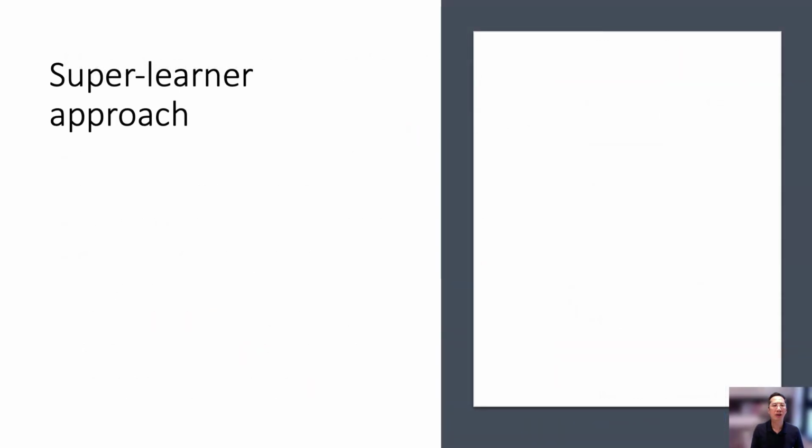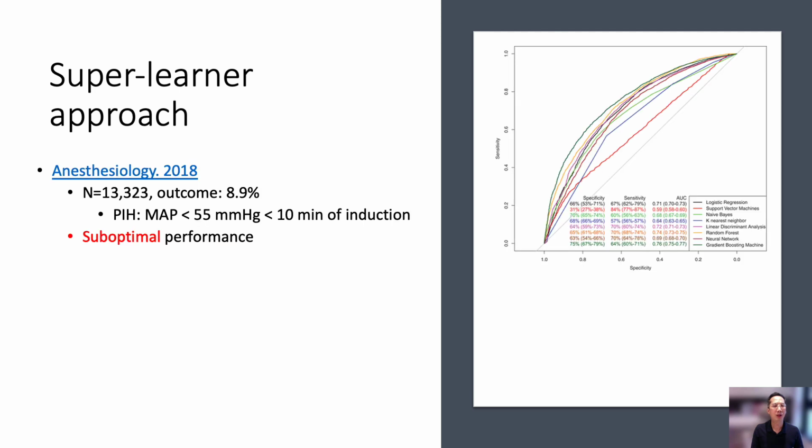And after that, there are also some super learner approaches using better models. In one study published in Anesthesiology in 2018, they also have a very huge sample size of 13,000 patients, and the outcome is 9%, but the performance is not pretty good, because as you can see on the right-hand side, the best performance is only about 0.7 to 0.8 area under the curve.